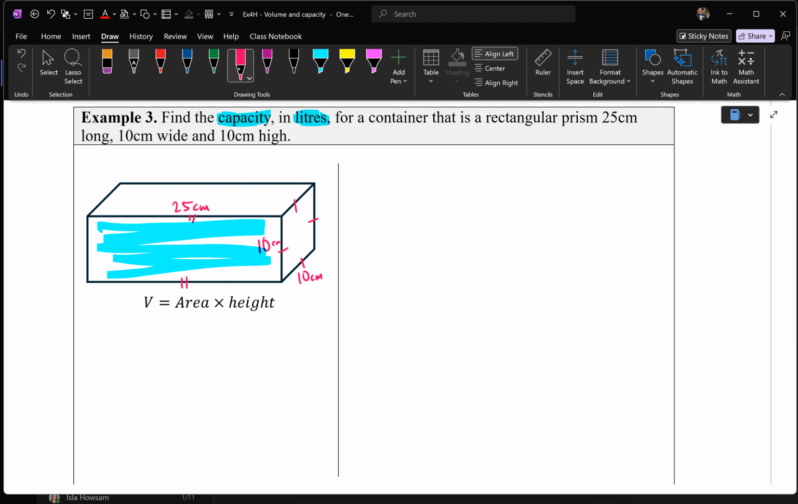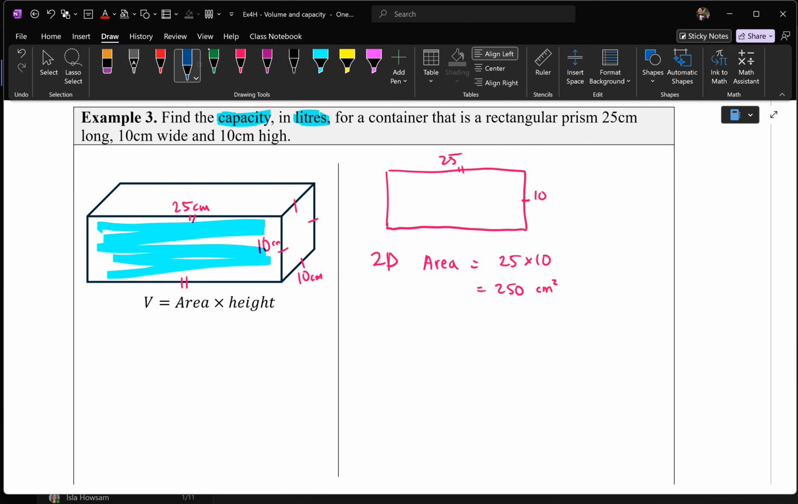So the area of the front, so the front here is clearly a rectangle. So it's 25 by 10. And that gives me area. So this is the 2D area is equal to 25 times 10, which is 250. All right? So that's 250 squared centimeters.